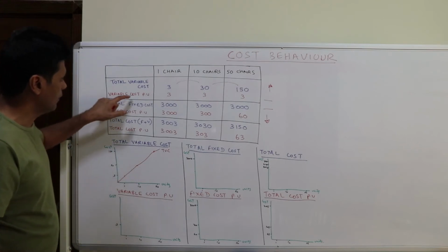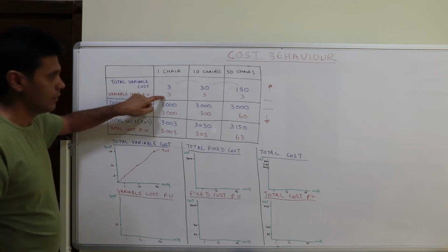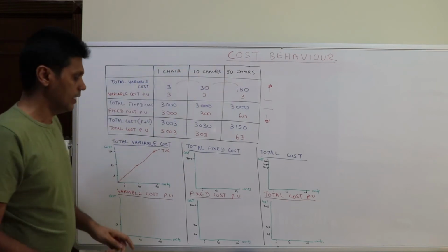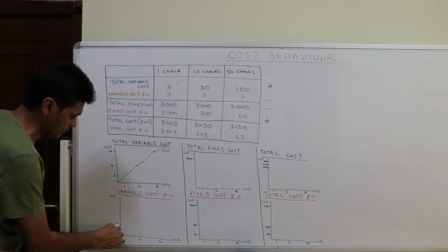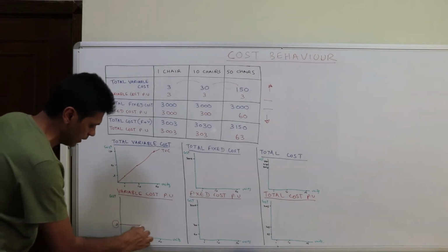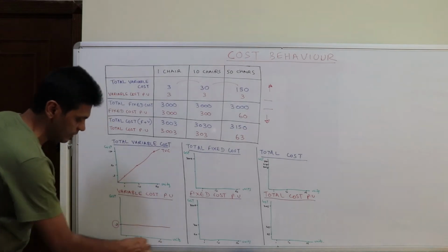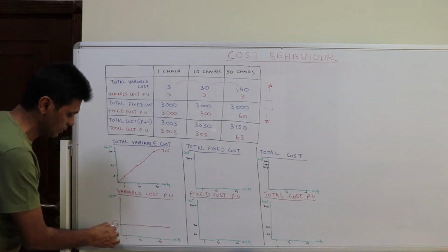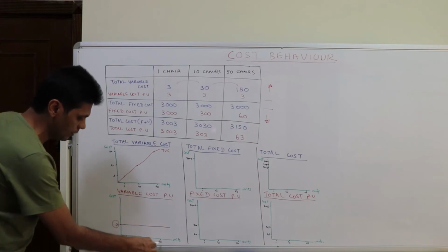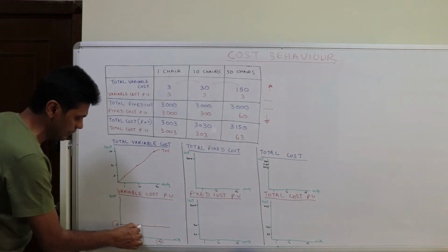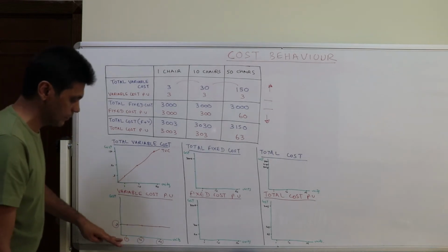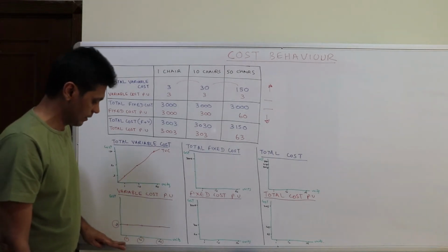Now when you take the variable cost per unit, regardless of the activity level, it will be constant. It is 3. It will not change. So therefore it will be a straight line parallel to the activity level. The cost per unit is 3, whether you produce 1 unit, 10 units or 50 units, it's going to be the same. So therefore it's a straight line parallel to the unit or the activity line.